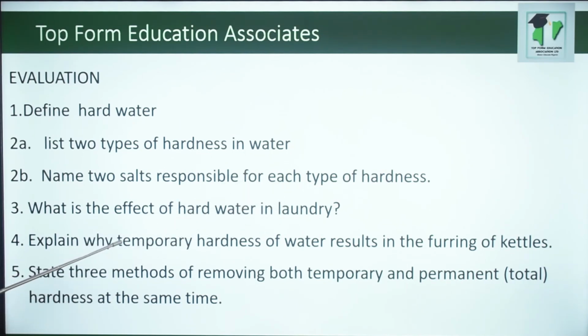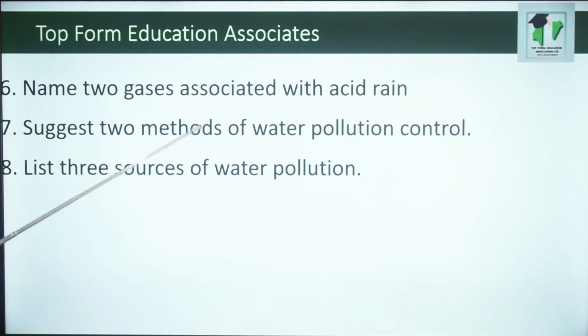Number 4 says we should explain why temporary hardness of water results in the furring of kettles. Remember that when you boil hard water in kettles, it will deposit the insoluble calcium carbonate, and that is what causes furring in kettles. State 3 methods of removing temporary and permanent hardness at the same time. We have addition of washing soda, distillation, and use of ion exchange resin. Number 6, name 2 gases associated with acid rain. We have sulfur 4 oxide and carbon 4 oxide.